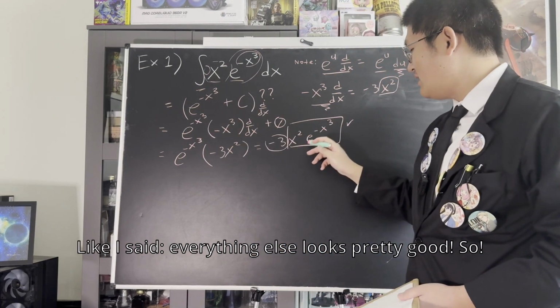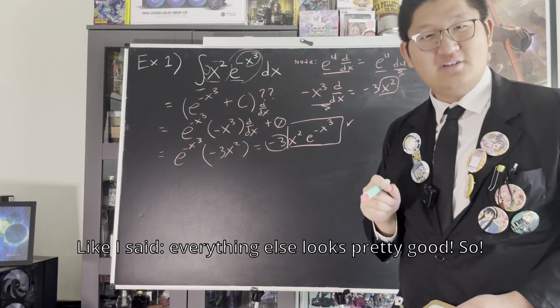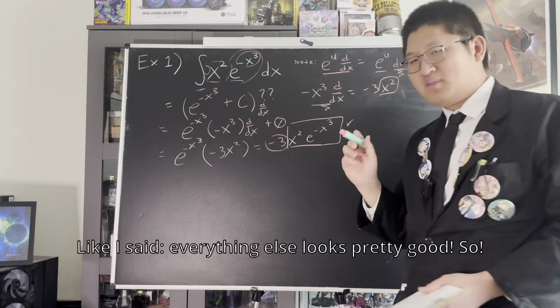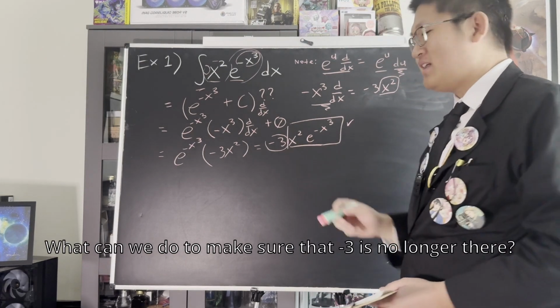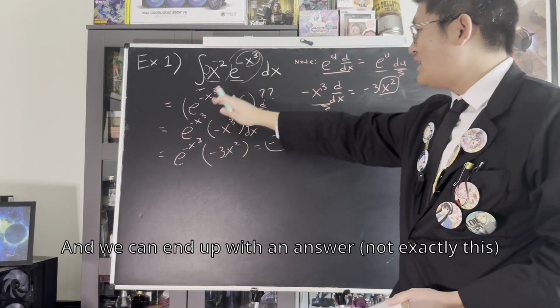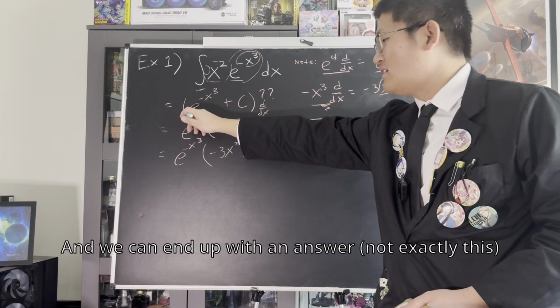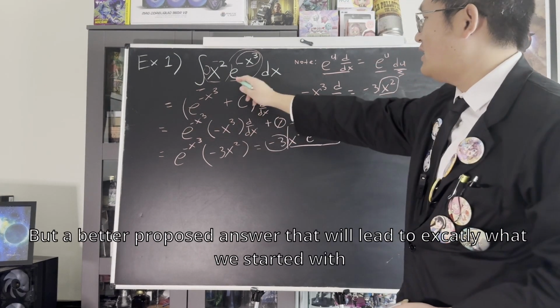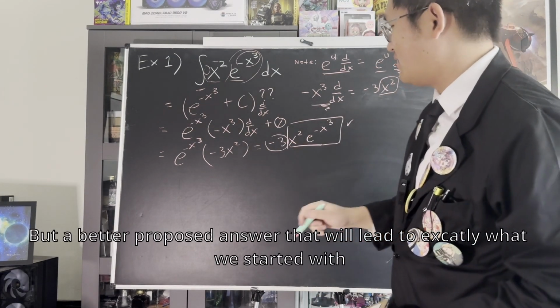But like I said, everything else looks pretty good. So what can we do to make sure that negative 3 is no longer there and we can end up with an answer, not exactly this, but a better proposed answer that will lead to exactly what we started with?